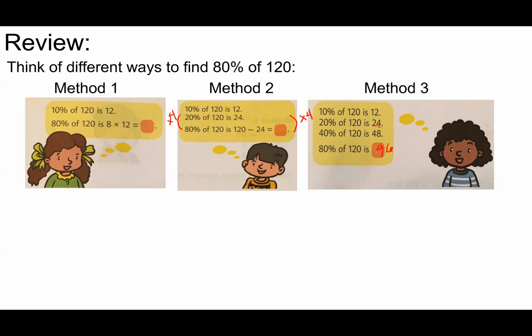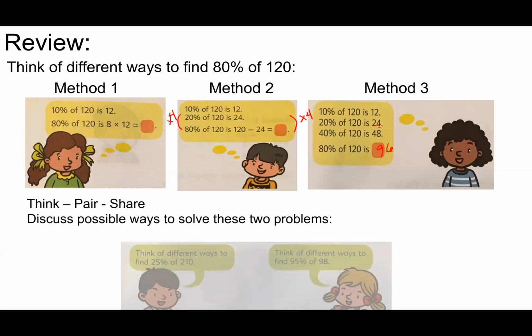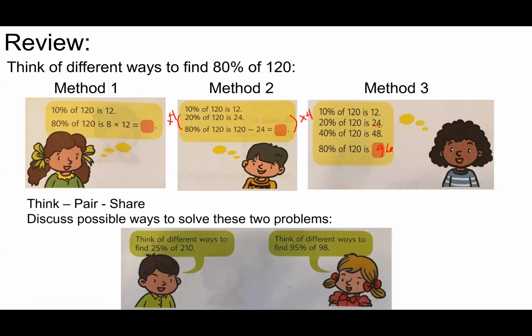We walked through how these students thought, what their thought process was. Your work is going to reflect your thought process. Okay. So let's talk about these two problems, 25% of 210 and then 95% of 98. See if you can talk about two ways to solve those problems with your table partner right now. Go.